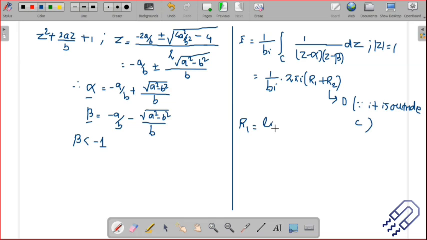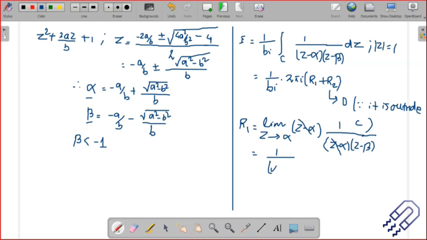If you remember, this is the limit as z tends to alpha. We're talking about alpha and beta as the roots. So the limit as z tends to alpha of z minus alpha times f(z), where f(z) is 1 divided by (z minus alpha)(z minus beta). That's how we use the residue theorem. If you attended the last two classes, this will be very clear. So this is 1 divided by alpha minus beta.